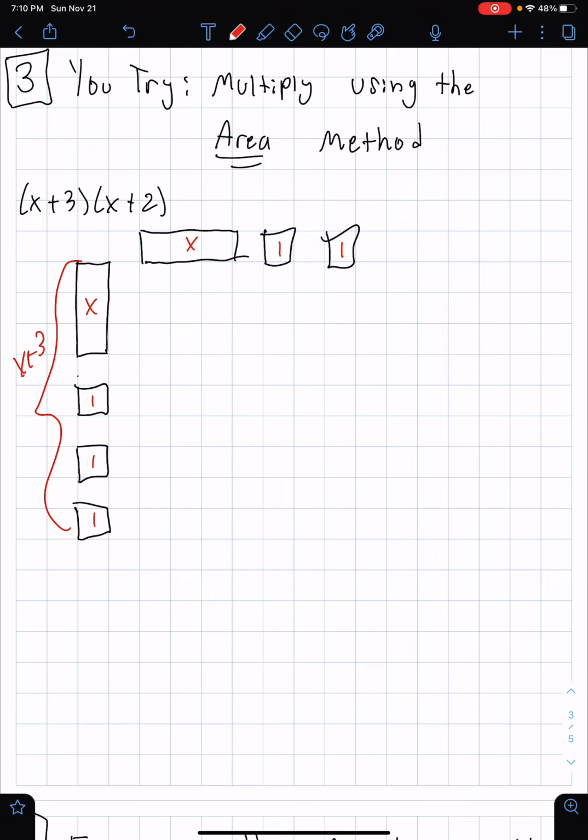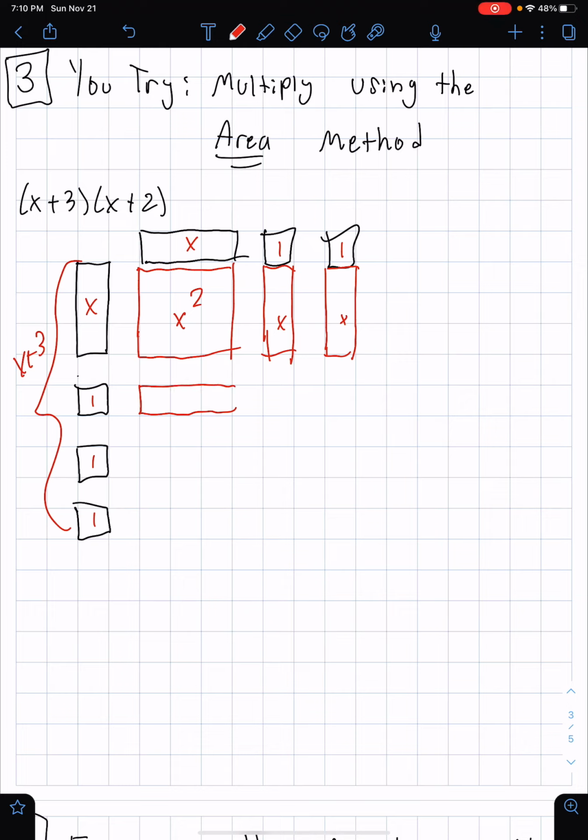So now we have x times x. That would give us an x squared, and x times 1. That's just x, and then x times 1 again. That's x. Similarly, x times 1 is x. 1 times 1 is 1. 1 times 1 is 1. Here we have a 1 times x is an x. A 1 times x is an x. So we just fill in the ones.